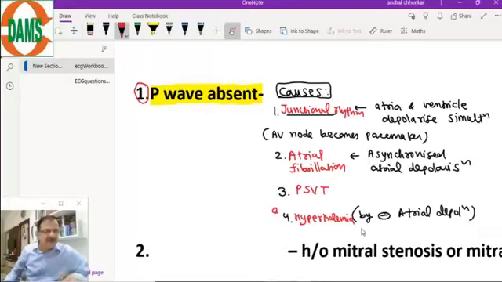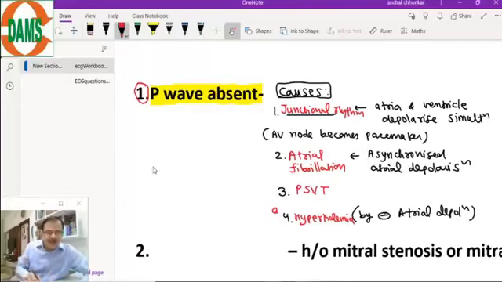That we will discuss, because we have left one basic, basic 5, for later, and in that we will see how the electrolyte imbalances affect the ECG. The most important electrolyte imbalance is potassium changes, high potassium and low potassium. So there are 4 causes of absent P waves: junctional rhythm, atrial fibrillation, PSVT and hyperkalemia. In the ECG we will not be able to see the P waves.